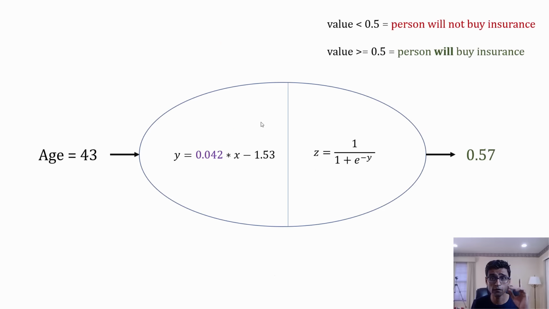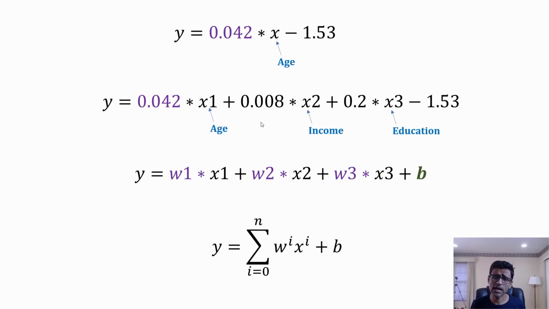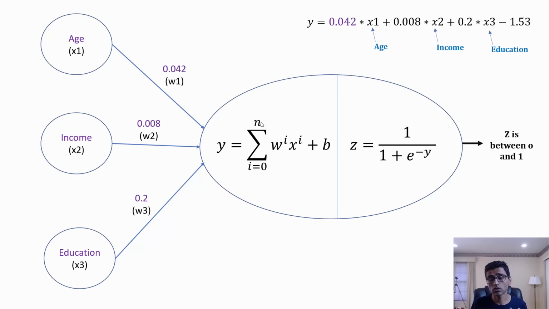Now this had only one feature, which was age, but you can have multiple features such as age, income, and education, in which case your linear equation would look something like this. And your neural network might look something like this, where you are feeding the input features using the input neurons, and your output neuron is doing a two-step mathematical calculation. Number one is the weighted sum and the second one is sigmoid, and it is telling you if the person will buy the insurance or not.